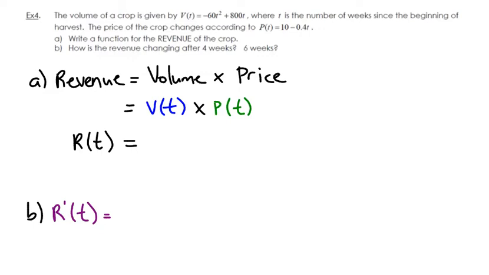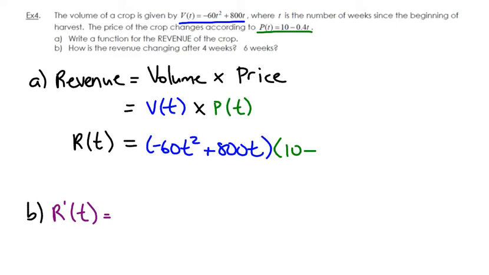The volume of a crop is given by V at T, where T is the number of weeks from the beginning of the harvest. You also have the price function in terms of T. To write the function of the revenue, you multiply them both together. So V at T is negative 60 T squared plus 800 T, and the price is 10 minus 0.4 T. I'm not going to expand that because I want to start using the product rule.